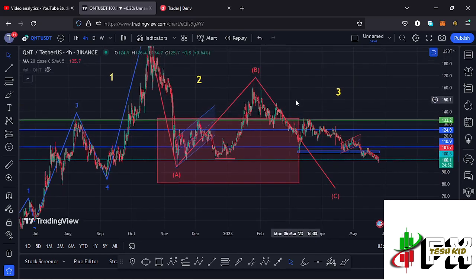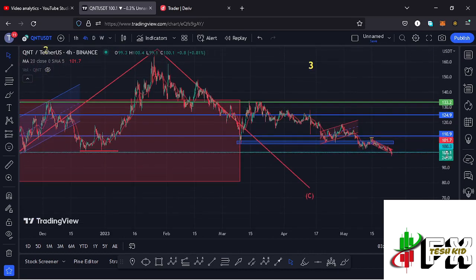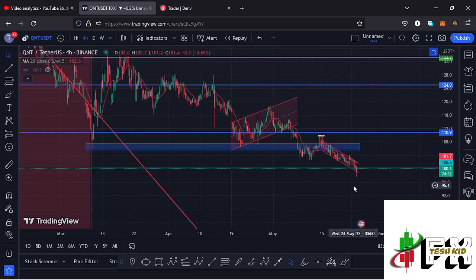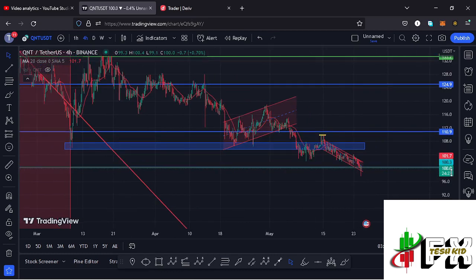Then from that point, we can be able to sketch out minimum target areas in the formation of that larger Elliot wave count 3. And there are chances that this short-term bullish movement that we are seeing at the moment, that is a bit of a recovery to the upper side, can only last for a few days or maybe a few hours before we can continue heading further down.